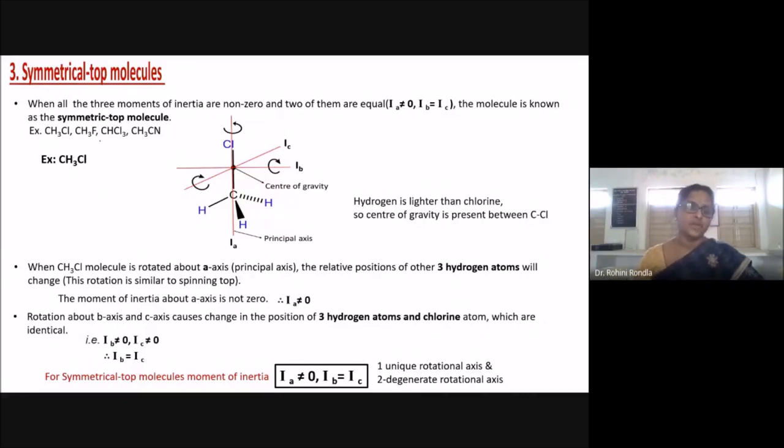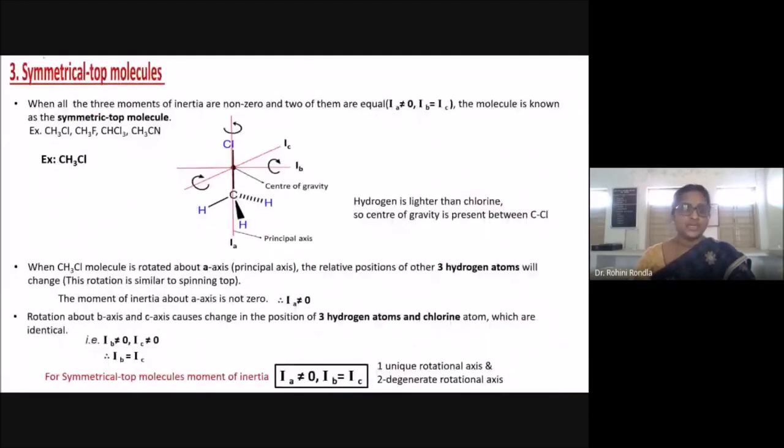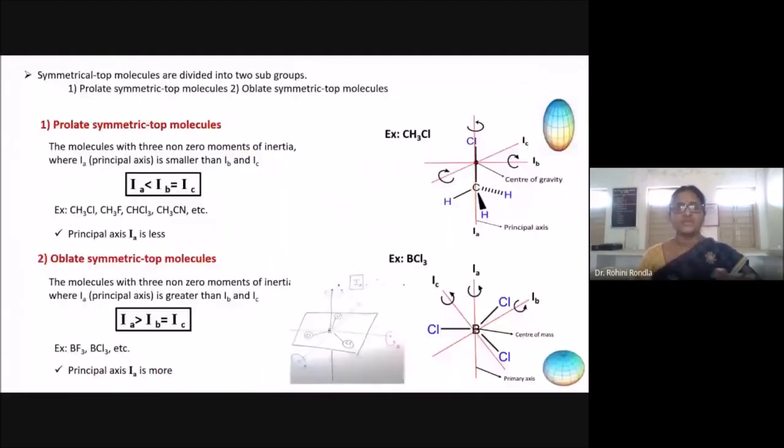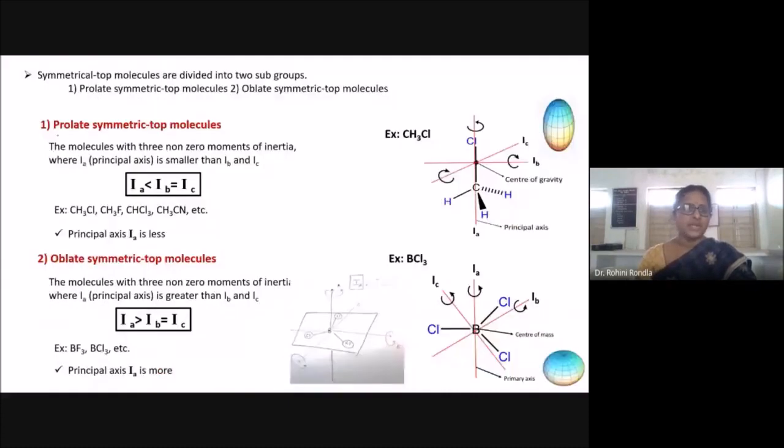Methyl chloride, chloroform, methyl cyanide, all such molecules come under symmetrical top molecules. Next, and most important, these symmetrical top molecules are again classified into 2 types. One is prolate symmetric top molecules and the other is oblate symmetric top molecules. Prolate means oval shape or egg shape. And oblate means pumpkin shape or like this shape.